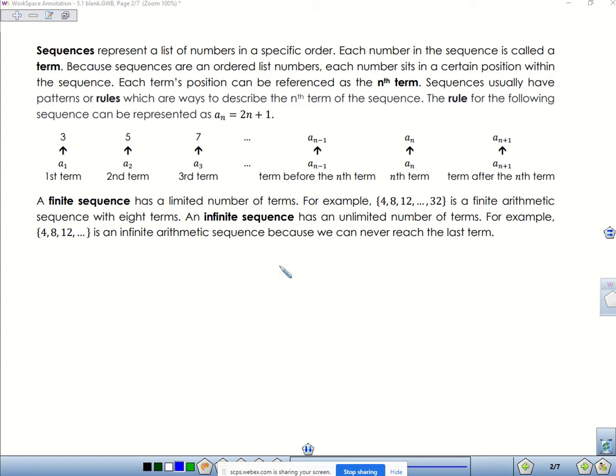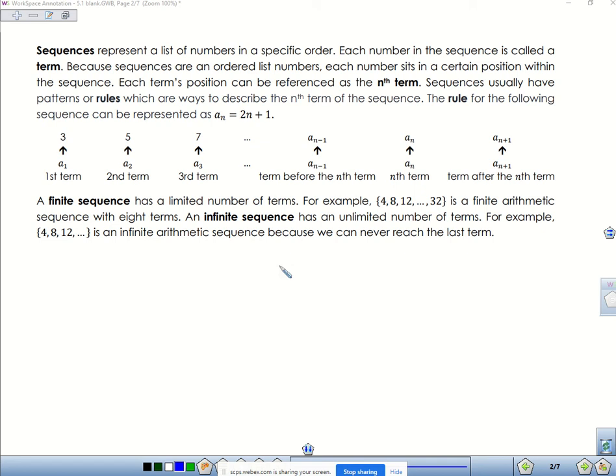So each time you're adding 2. So an arithmetic sequence is defined by a sequence that you're either adding some number, the same number over and over again, or you're subtracting the same number over and over again. That's what defines an arithmetic sequence. Now, there are other types of sequences called geometric sequences where you're multiplying or dividing, but arithmetic is addition and subtraction only, okay? So I want to make sure you guys understand that.